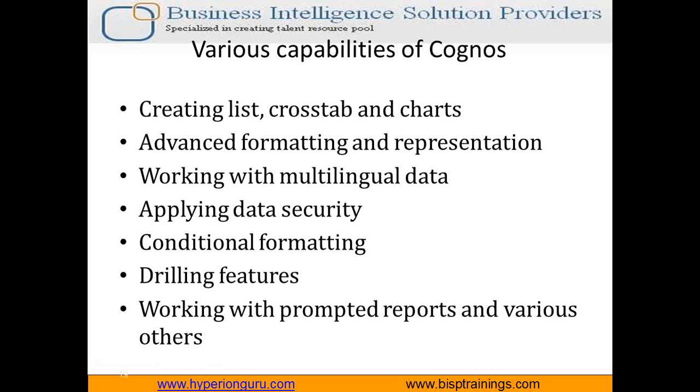We can create our own prompted reports. So the user will have the option to select 10 territories out of 50 different existing territories. He can select any of the territories and data would appear only for those territories. This kind of prompted capability is available in Cognos, and there are many more features in this.